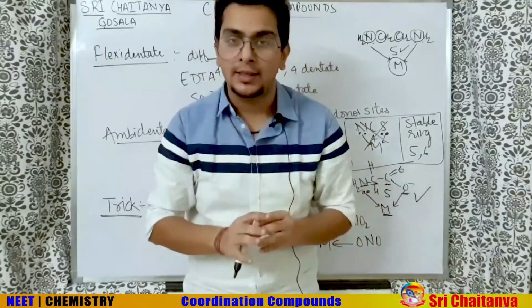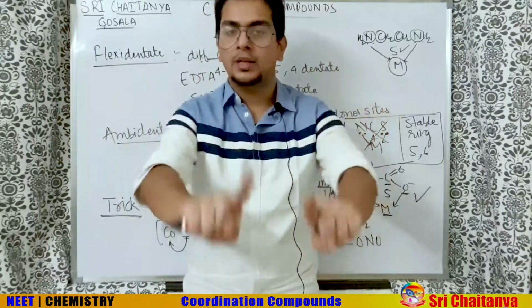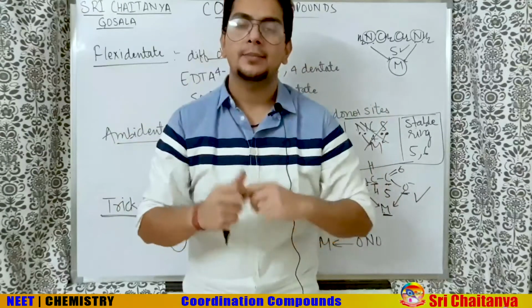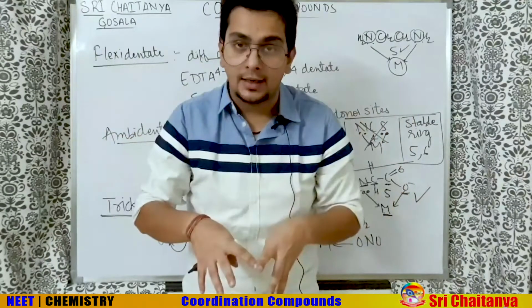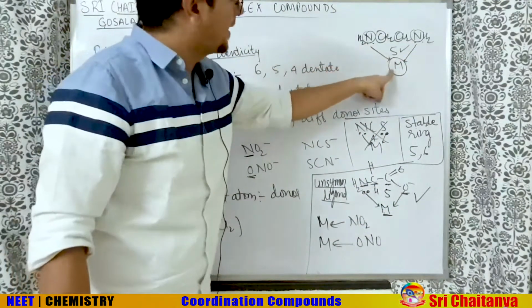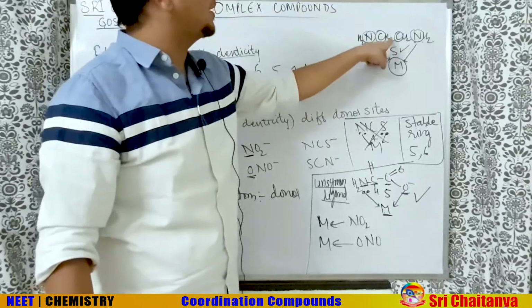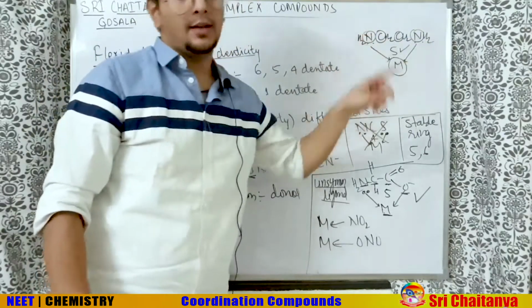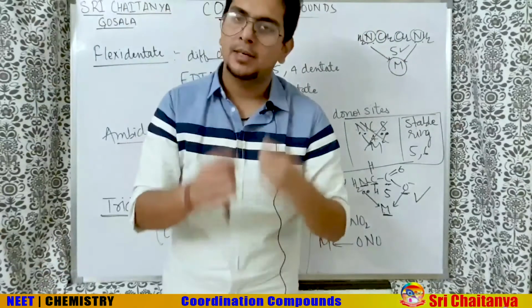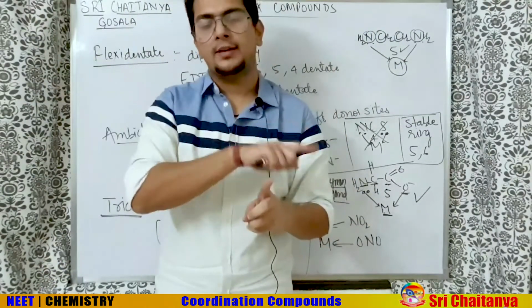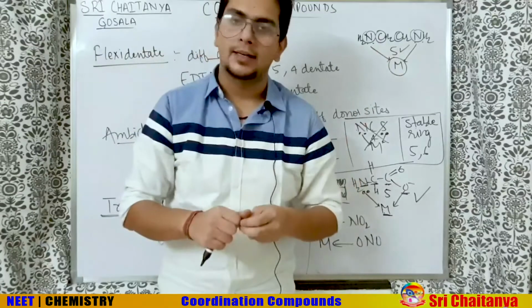If you want to know the trick, it is simple: make both the bonds simultaneously, you will get a ring, and count the number of atoms engaged in the ring directly. See, this hydrogen is not in the ring, this hydrogen is not in the ring. Metal connected to nitrogen, connected to carbon, connected to carbon, connected to nitrogen, connected to metal. So it's a 5-membered ring. If the ring is 5 or 6-membered, you can make it easily. If the ring is more than 6 or less than 5-membered, you cannot call it a didentate ligand.